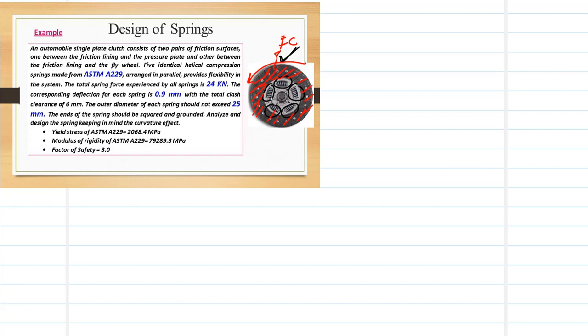5 identical helical springs, as you can see in the picture, made from ASTM A229. This is one of the most popular materials used for these springs, arranged in parallel. Because these are not joined directly, they are all in a parallel arrangement. They provide flexibility in the system. This flexibility is important to absorb shocks. If there is no flexibility, whenever there is a sudden engagement or disengagement of the engine and the gearbox, there might be damage in this clutch plate.